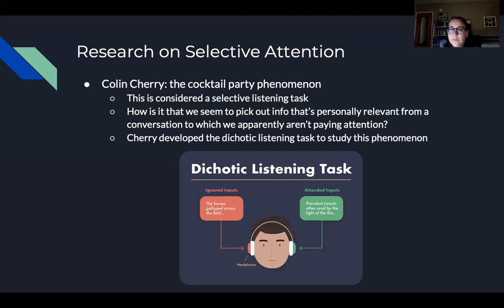Their job is to focus on or attend to only one of the messages. To make sure that they were in fact focusing their attention on the intended message, Colin Cherry asked them to shadow the message. That is, they repeated the words of the message that they were focusing on as they heard it.